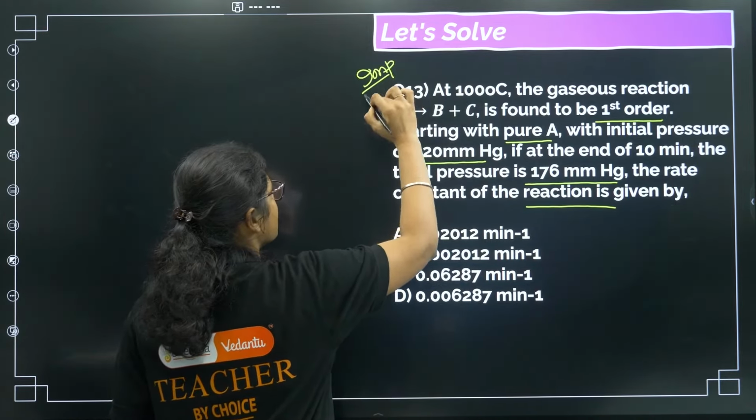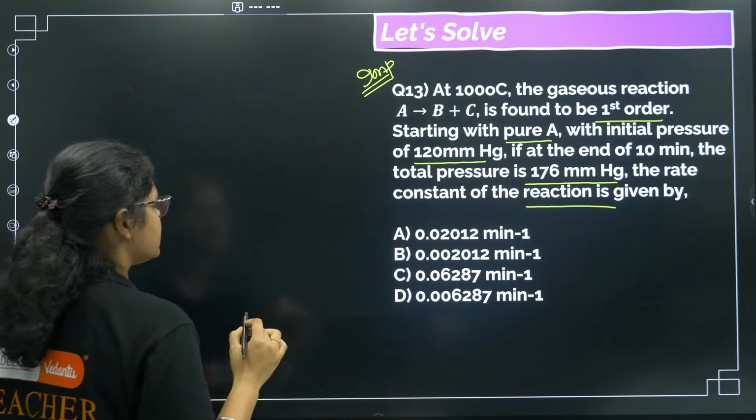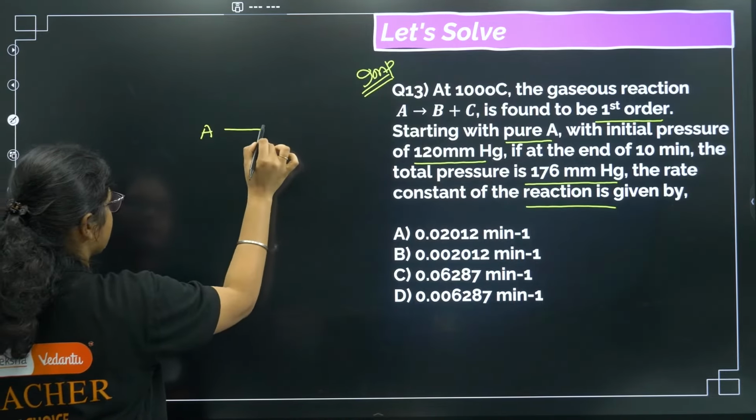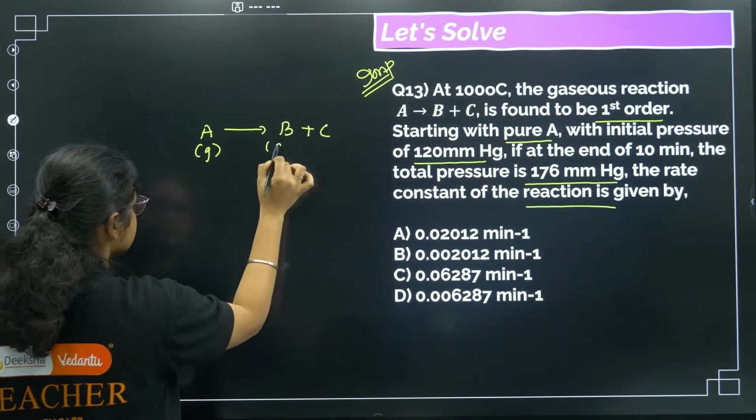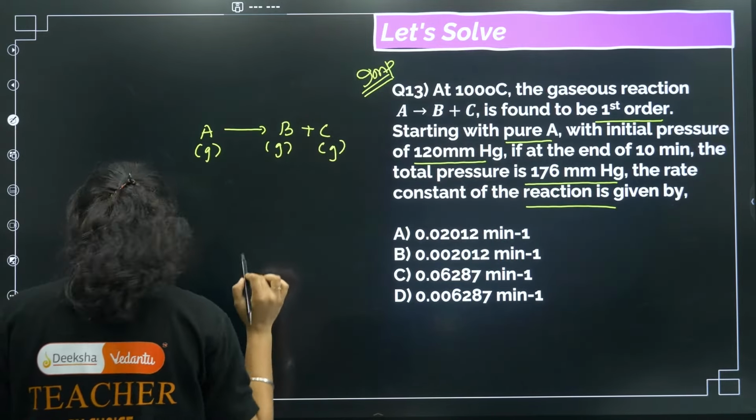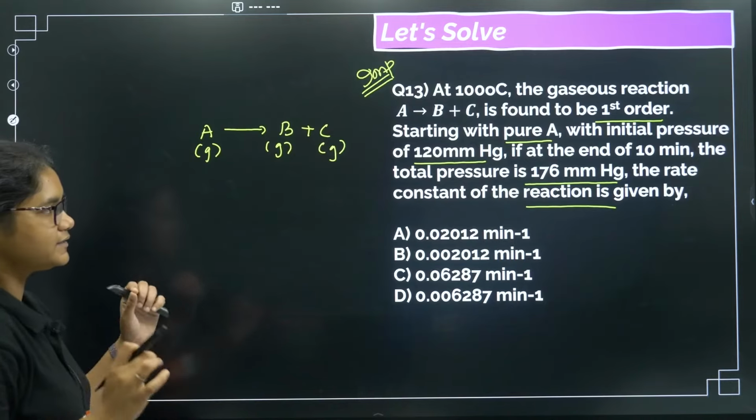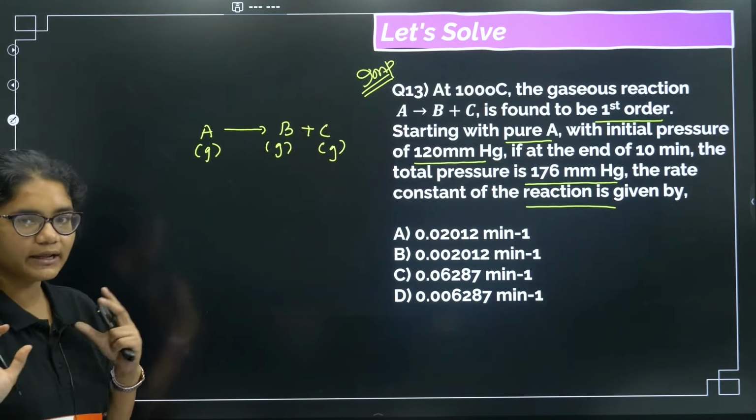See what is there? A reaction is there, A gives B plus C, and these all are gases. Now what happens? The initial pressure, when the reaction has just started, at that time only A will be there.